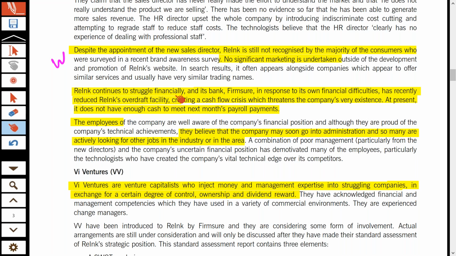Re-Inc continues to struggle financially. Oops, that's not good. And its bank, Firmshore, in response to its own financial difficulties, has recently reduced Re-Inc's overdraft facility, creating a cash flow crisis which threatens the company's very existence. At present, it does not have enough cash to meet next month's payroll payments. This company is about to go bankrupt, going concern, cash flow crisis. The employees believe that the company may soon go into administration, which is wind up, and so many are actively looking for other jobs in the industry or this area. So my employees are demotivated and actively looking for a job. That's a weakness which I need to fix.